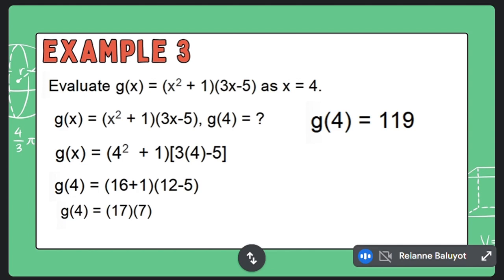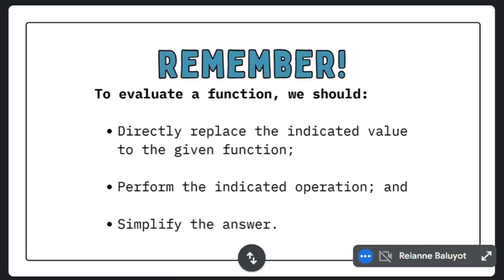Okay, so that's all for our examples. Remember again, to evaluate a function, first we directly replace or substitute the indicated value into the given function, perform the indicated operations, and simplify the answer.